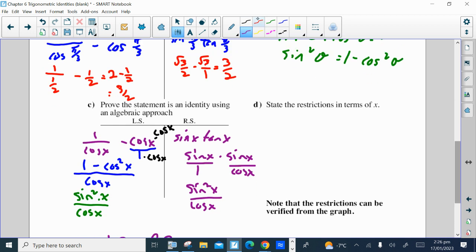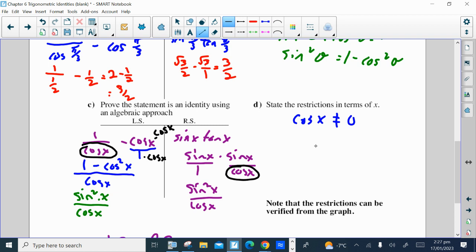And if I look back in part C, cos x is a denominator on the left side as well as on the right side. Because when you change the tangent to sine over cos, you also get a denominator of cosine x. So our restrictions here come from the fact that cosine x cannot equal 0. But we want to state the restrictions in terms of x. And so we want to know where on the unit circle the cosine is 0.